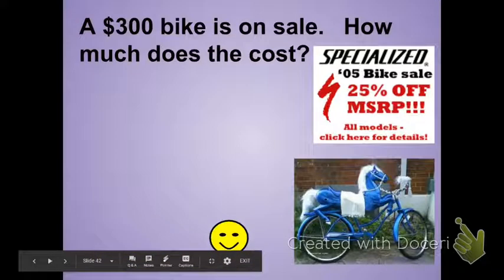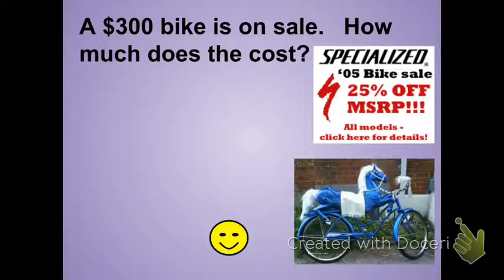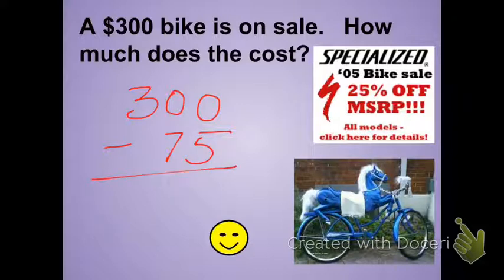Okay. And now it says, how much does it cost? I like this one. It's like a hobby horse. So the $300 bike, take away the $75. How much are we going to pay for it? Everybody say it. $225.